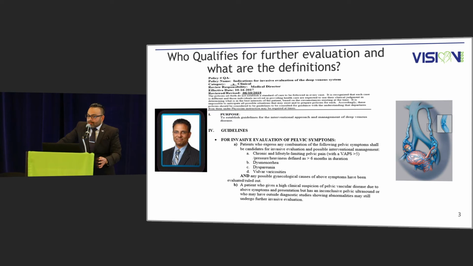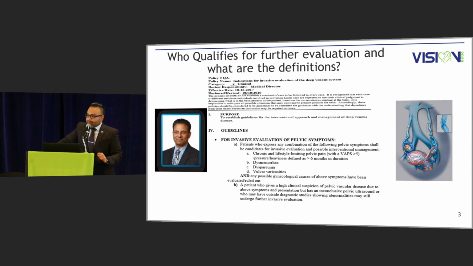These are the actual protocols that we have in our booklets. And the protocols are very simple. We have to define for a patient who has pelvic pain, how long has the pelvic pain been there? Chronic pelvic pain is defined as greater than 6 months.